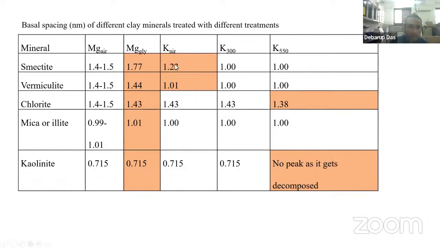Potassium saturated air dried: this question was asked in our SRF exam. What is the C-axis spacing of potassium saturated air dried smectite? It is 1.23 or 1.21. Please remember this. And potassium saturated air dried vermiculite behaves like mica, 1.01. And at K 550 degrees Celsius, the only mineral that will show a peak near 1.4 nanometer is chlorite. At that temperature, kaolinite gets broken down, it decomposes, so no peak as it gets decomposed. In this table, at least remember the highlighted portions, and then you should be able to convert into any unit if the units are asked differently in your exams.